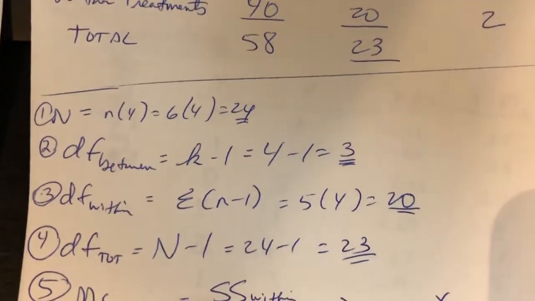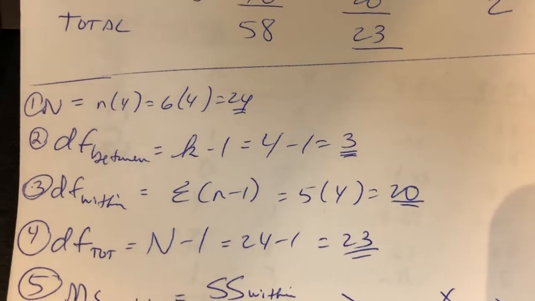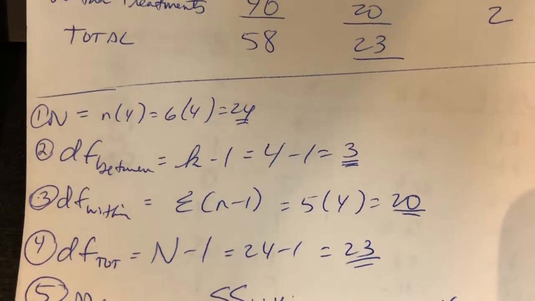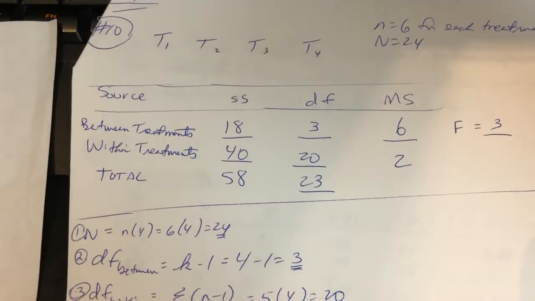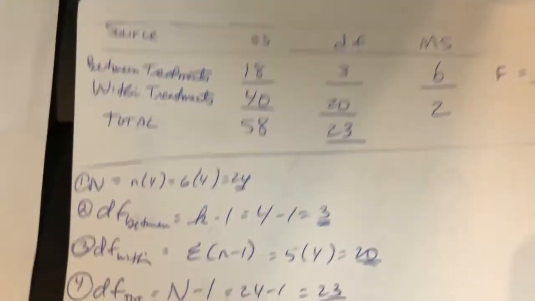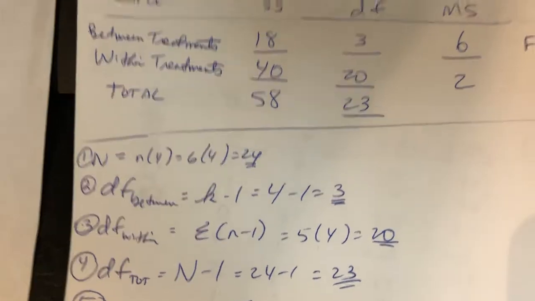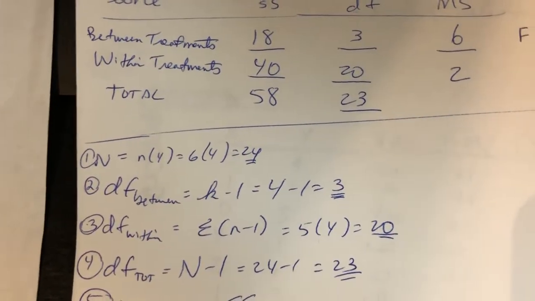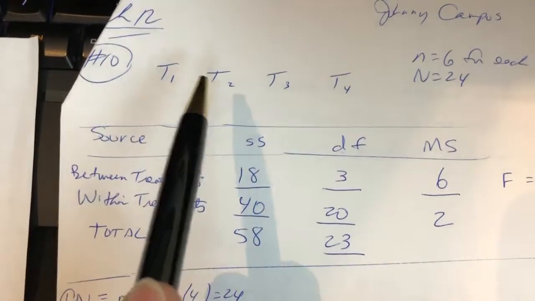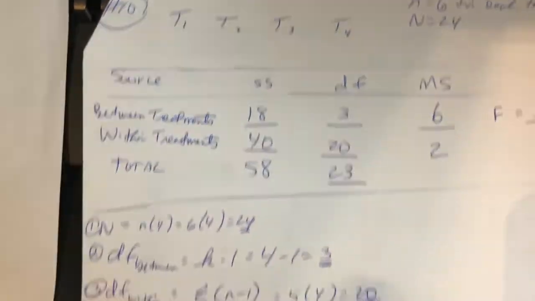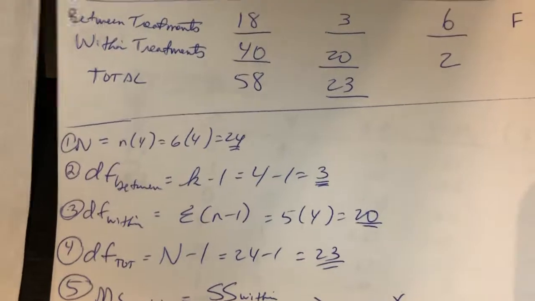Then I came down and said, okay, degrees of freedom between is k minus 1. And k, as we remember, is just the number of treatments, 1, 2, 3, 4. So it was 4 minus 1, and that's 3.